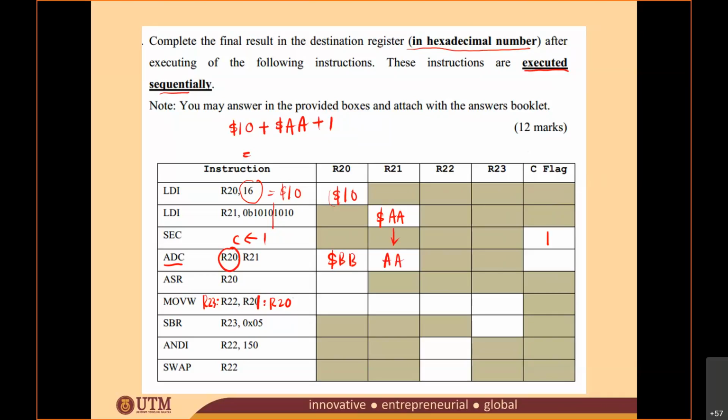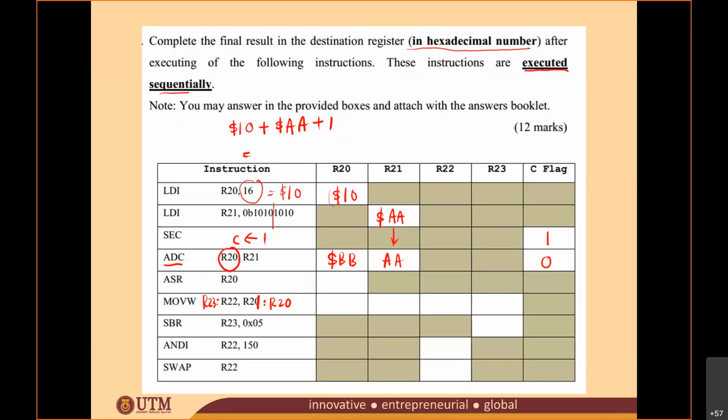And what about your C flag? Does your C flag now remain 1 or 0? Okay, so the C flag is 0. Why? Because after you add these numbers, you add them using binary. Convert this hexa to binary and then you do the addition, and there is no carry from bit 7 to bit 8. So the C flag equals 0.